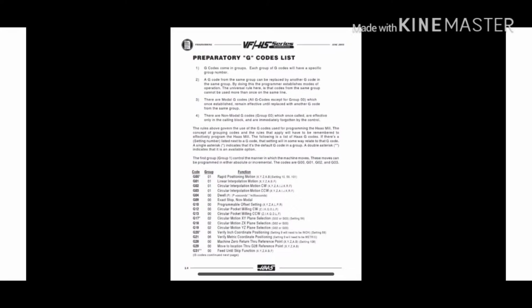Now M codes are your miscellaneous functions, which they're named. They're for turning stuff on and off. Let's say coolant or the spindle, or your beginning or ending of programs. And those are the basic things. So let's get right into the 3 main parts of the program.